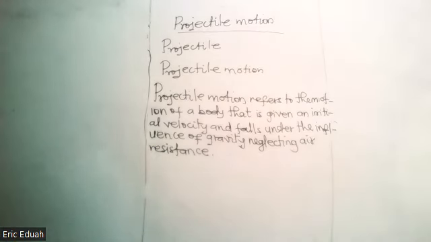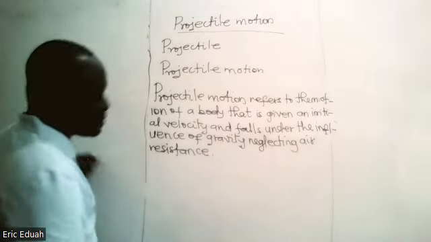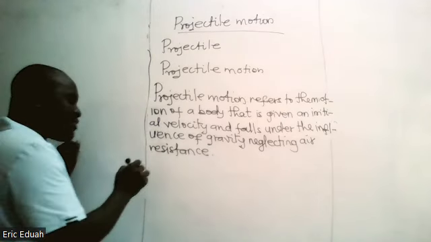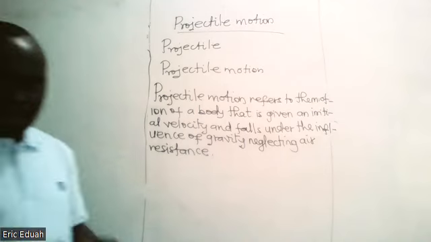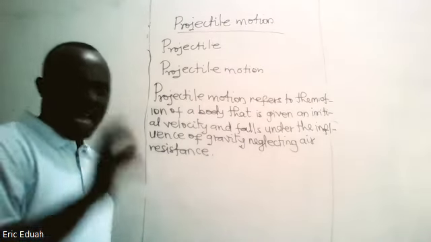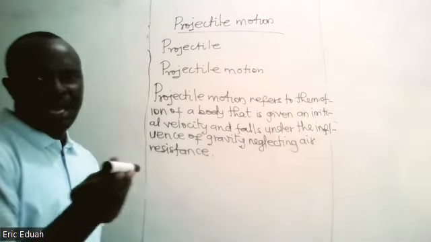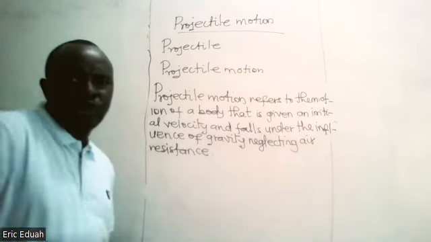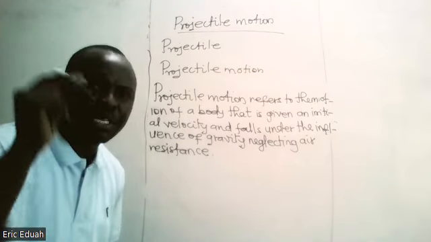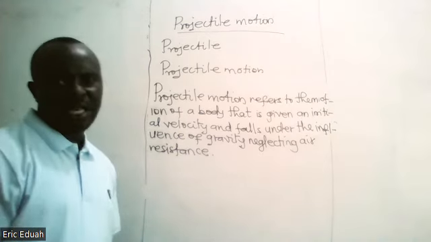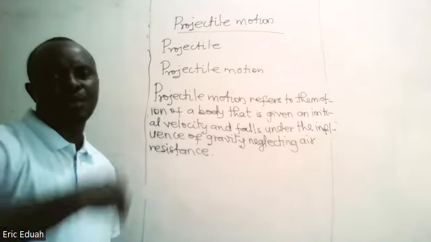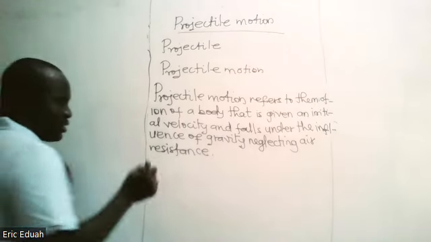Okay, then what is a projectile? A projectile refers to the body. So, I have this marker in my hand; when I throw it, the marker becomes the projectile. Its motion is what we are referring to as projectile motion.